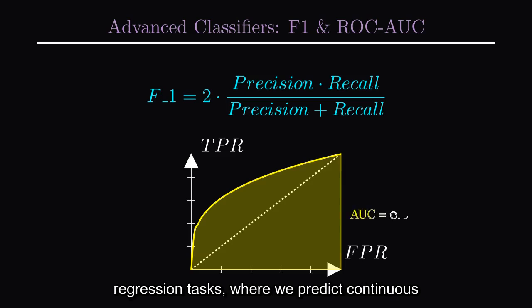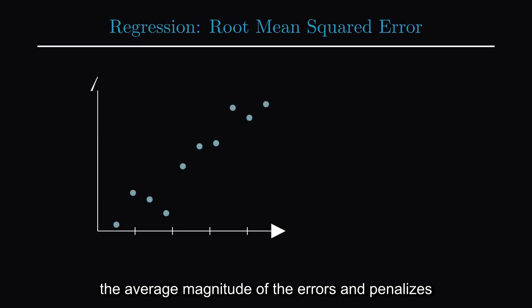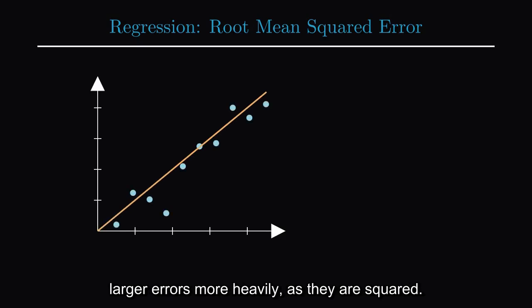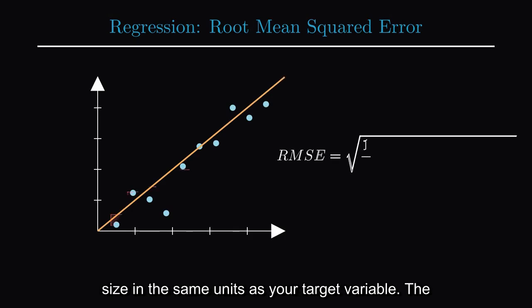Moving to regression tasks, where we predict continuous values, we focus on error metrics. The root mean squared error, or RMSE, is widely used. It measures the average magnitude of the errors and penalizes larger errors more heavily, as they are squared. It's excellent for understanding the typical error size in the same units as your target variable.